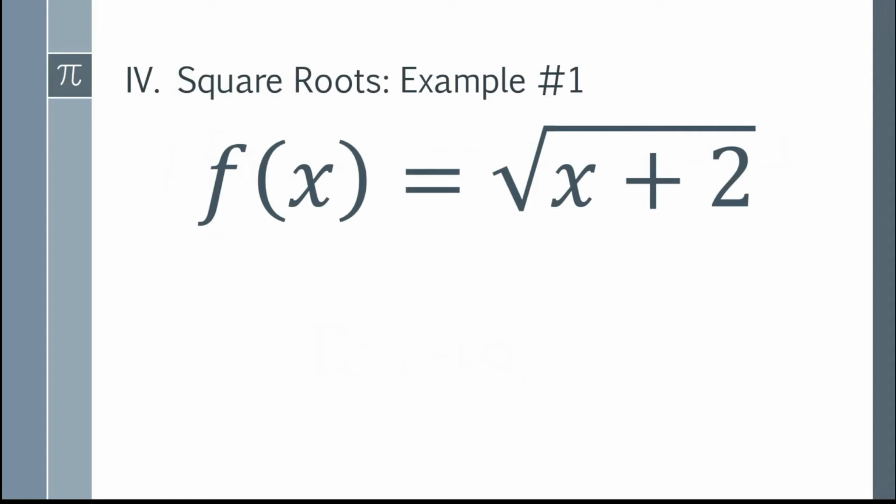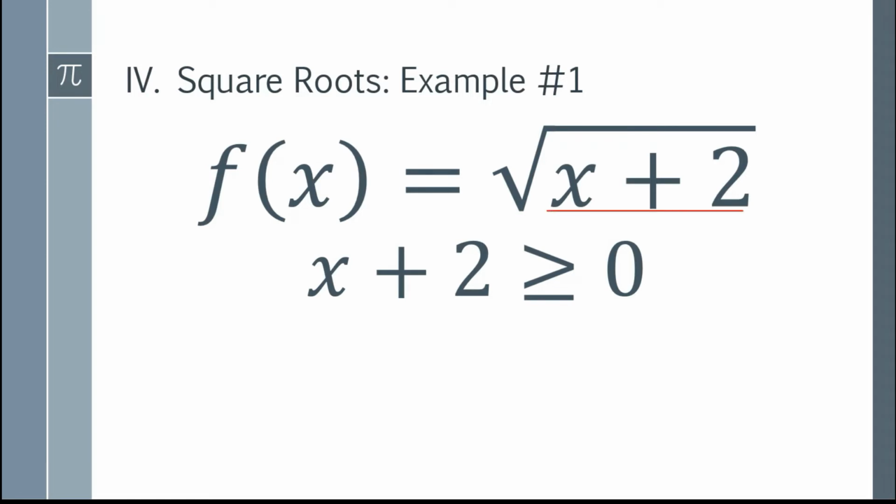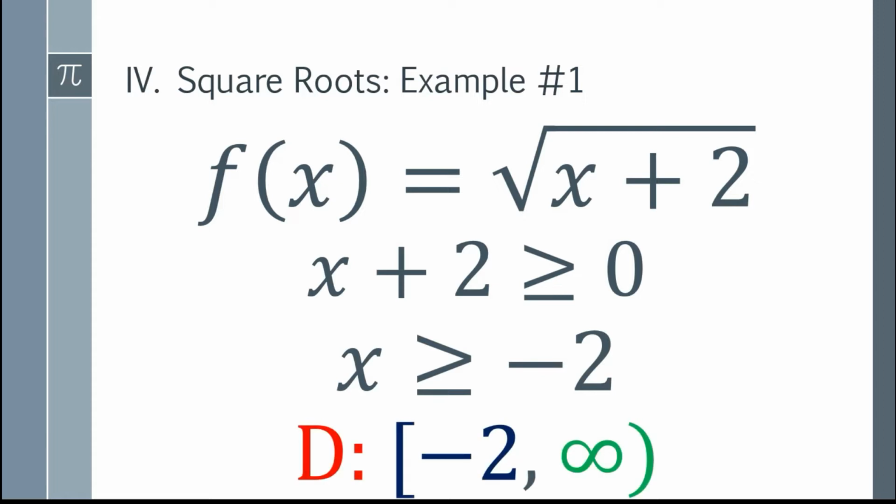Square roots example number 1. So f of x is equal to the square root of the quantity x plus 2. So para makuha mo yung domain, kunin mo lang yung nasa loob, that will be x plus 2, at i-set mo siya sa greater than or equal to 0. Dapat hindi magiging negative yung sagot dito sa loob ng square root. So algebraically, ipasa mo lang yung 2, magiging x is greater than or equal siya sa negative 2. At ang domain mo na ay, dahil included yung negative 2, okay lang mag-negative 2 dito.